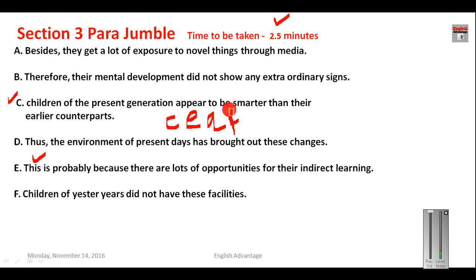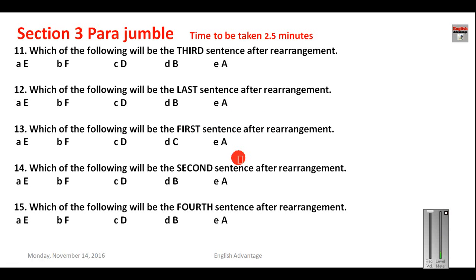B. This sentence will come. Children of yesteryears did not have these facilities, therefore their mental development did not show any extraordinary signs. So B will come next, and after this you can write this sentence thus, D. Okay, so this is your answer, C E A F B D. On the basis of this answer, on the basis of this sequence, you can solve these questions.